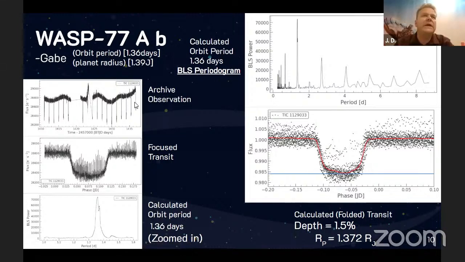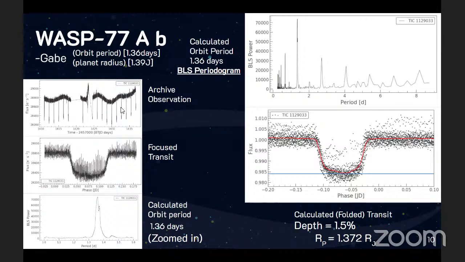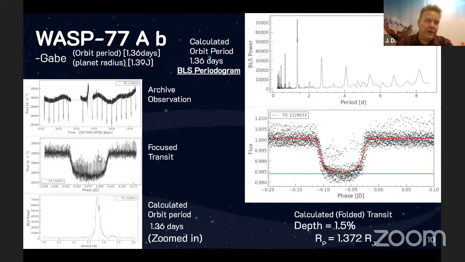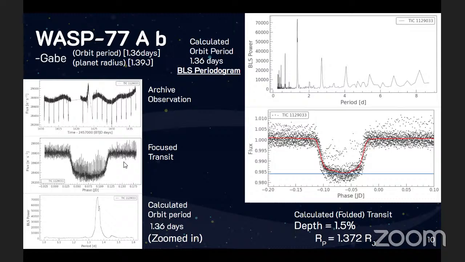Okay, so let me confirm that I understood your answer. The spiky stuff is caused by this variation in the star, and when you line those up, it ends up being kind of spiky like that. Yeah, because sometimes the star is brighter and sometimes dimmer, so the actual brightness drop is different, so it varies a little bit.